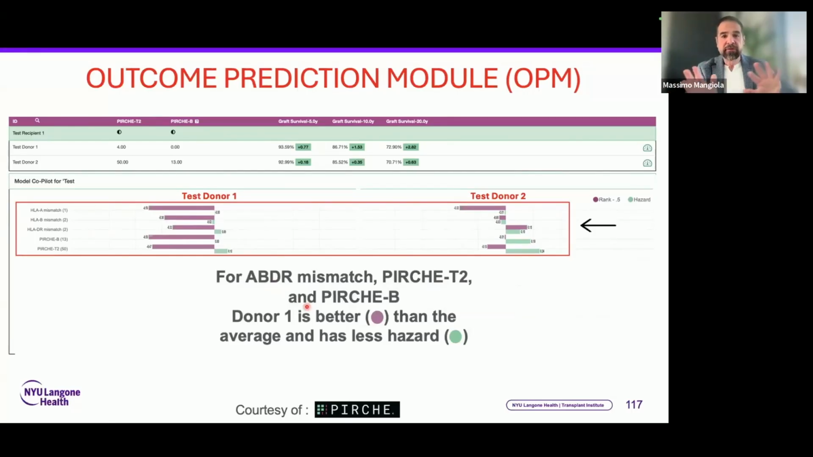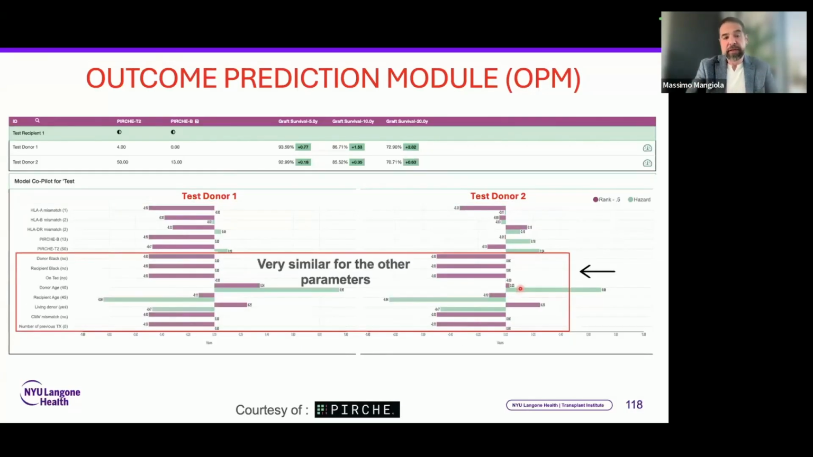You can see the ranking compared to SRTR on the left-hand side with these purple bars. This shows that donor one is better at HLA-A, B, and DR mismatch and the PIRCHE T2 and B score as compared to the other one. The other bar on the right-hand side, the green one, shows you that donor one is actually better than donor two. And then you can see that for the other parameters, age, gender, and so forth, they are very, very similar to each other.